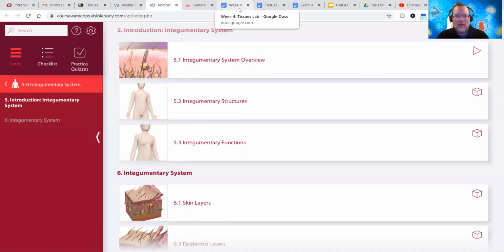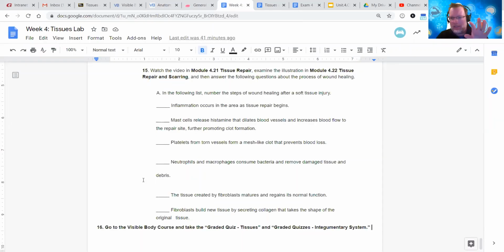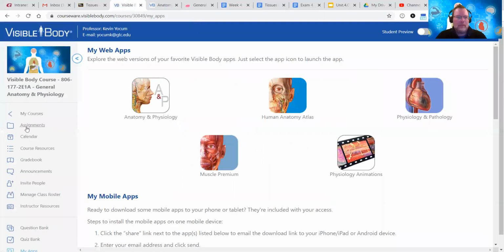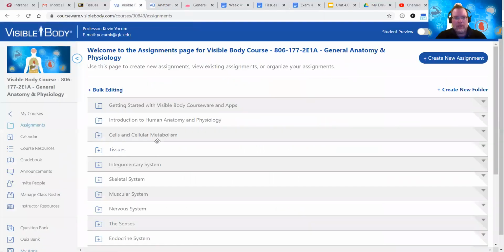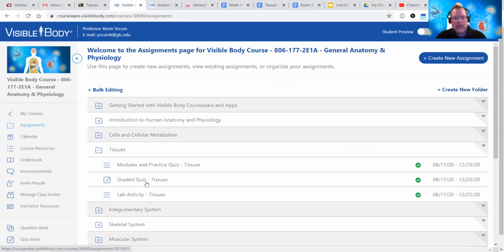There are a couple of things. There's nothing really specifically in typing or in writing that I need you to do for the integumentary system. So I want to back up and let you know what I do want you or need you to do. It kind of hints at it down here. You're going to do what you did last week, and go back into Visible Body under your assignments, and open that tissues one up.